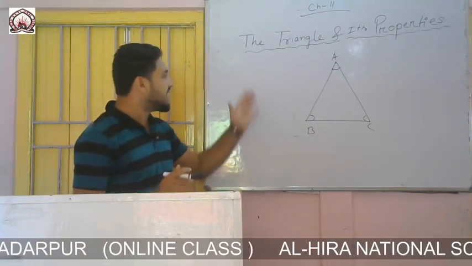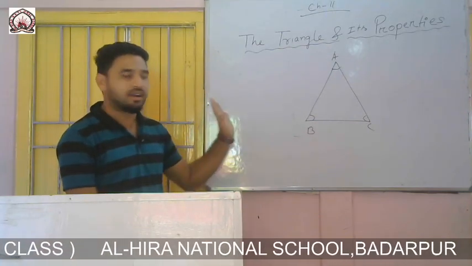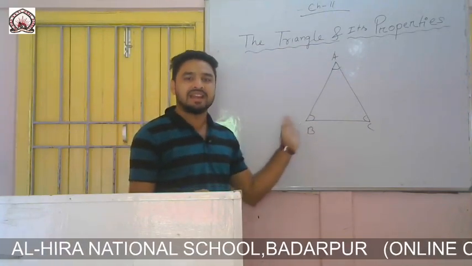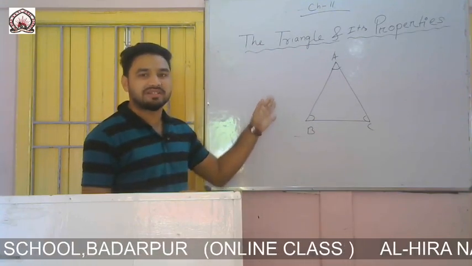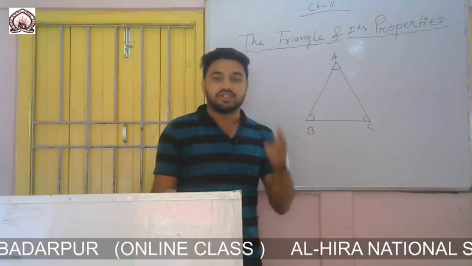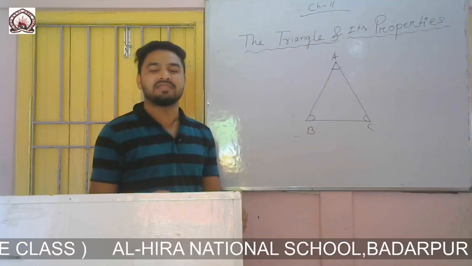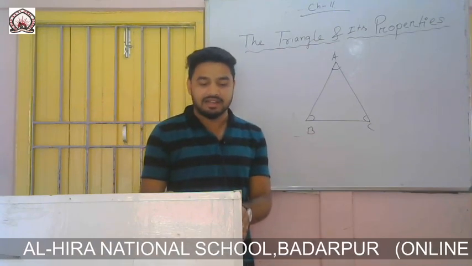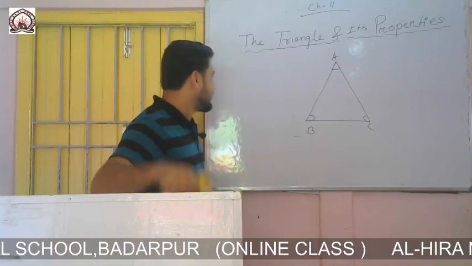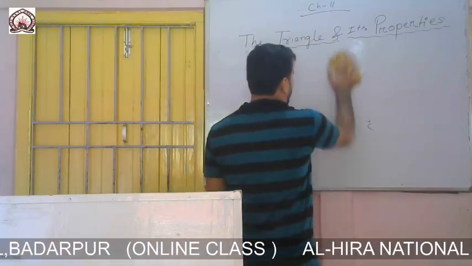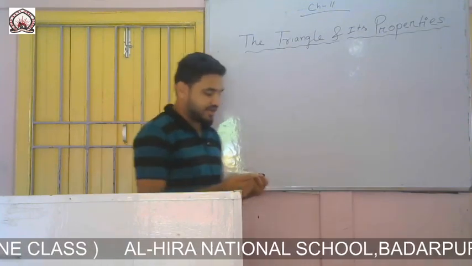Now these triangles are classified into two types. One is with their sides and another is with their angles. So if you talk about the sides, then there are three types. One is the scalene triangle, another is the isosceles triangle, and the last one is the equilateral triangle. So if I draw some figures, then you can easily classify.